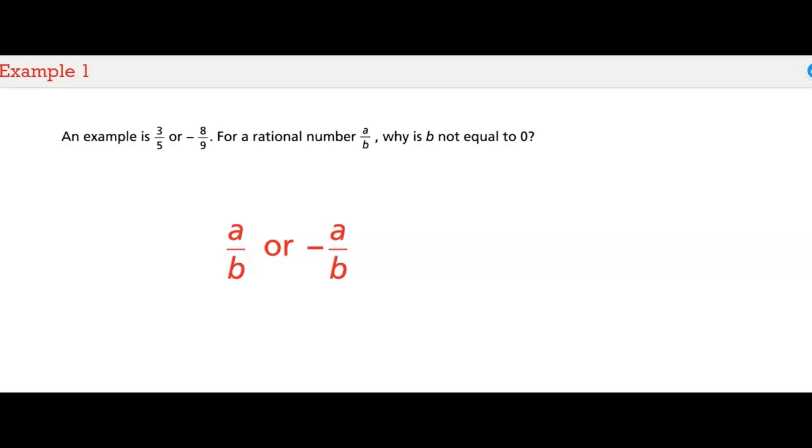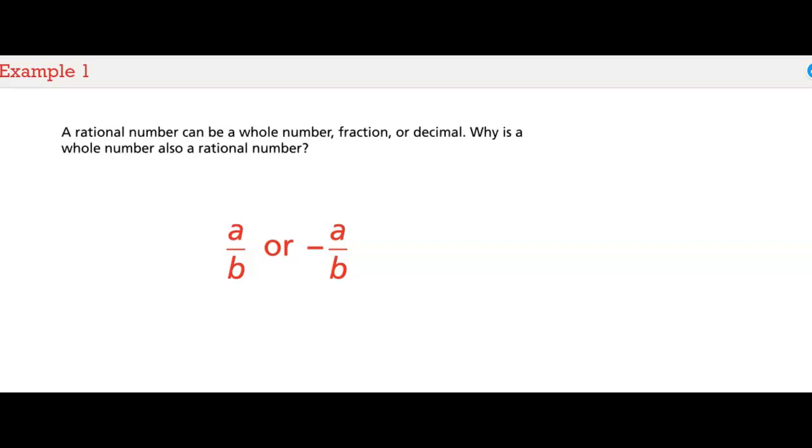For a rational number a divided by b, why is b not equal to 0? The fraction a over b means a divided by b, and division by 0 is not defined. A rational number can be a whole number, a fraction, or decimal. Why is a whole number also a rational number? Any whole number is a rational number because it can be written as a fraction with a denominator of 1.